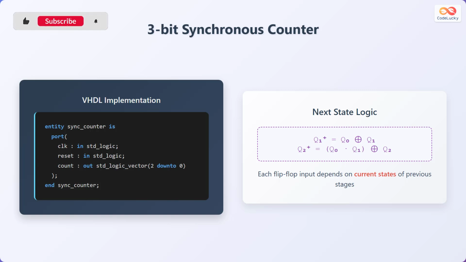The next state logic equations are Q1+ = Q0 XOR Q1. Q2+ = (Q0 AND Q1) XOR Q2. Each flip-flop input depends on the current states of previous stages.